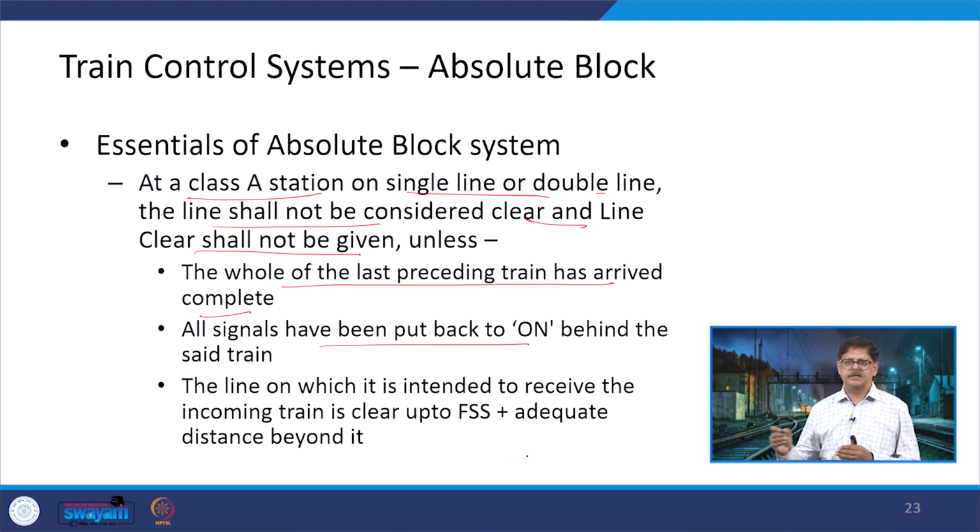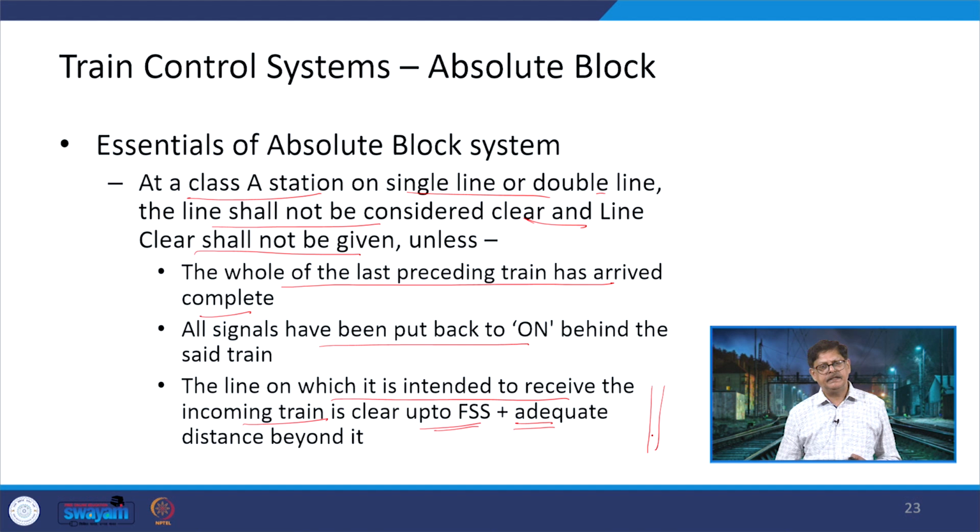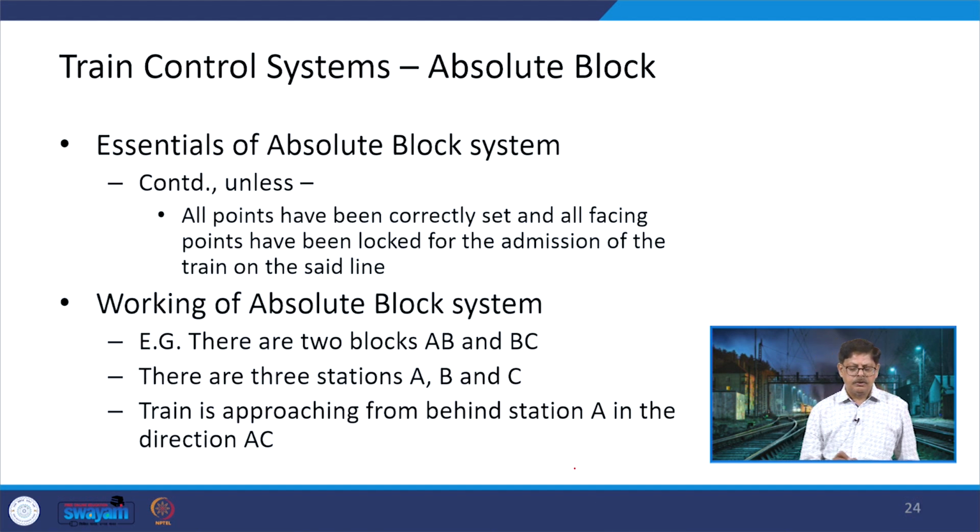So, the train is moving in a certain section. The back side should show that it is on, or red color, so no train is allowed to move in this particular section. The line on which it is intended to receive the incoming train is clear up to FSS plus the adequate distance beyond it. So, we are iterating the same point again and again. Or all points have been correctly set and all facing points have been locked for the admission of the train on the set line. When we discussed the interlocking systems, this is already taken care of.